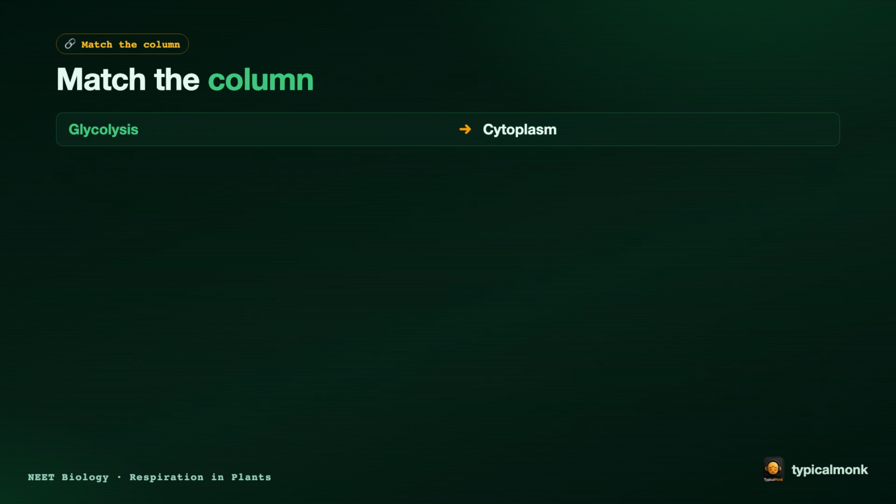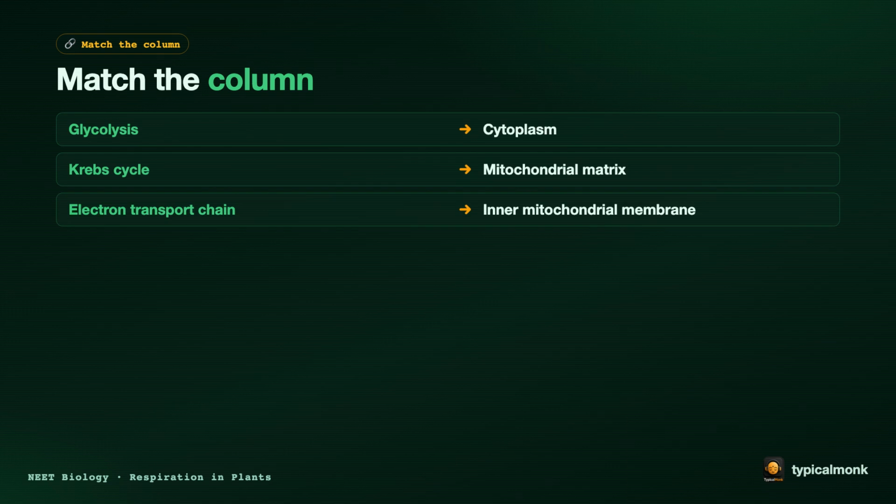Now, the second drill, match the column. Make the correct pairing. Glycolysis, the cytoplasm. The Krebs cycle, the mitochondrial matrix. The electron transport chain, the inner mitochondrial membrane. And the final electron acceptor, oxygen.